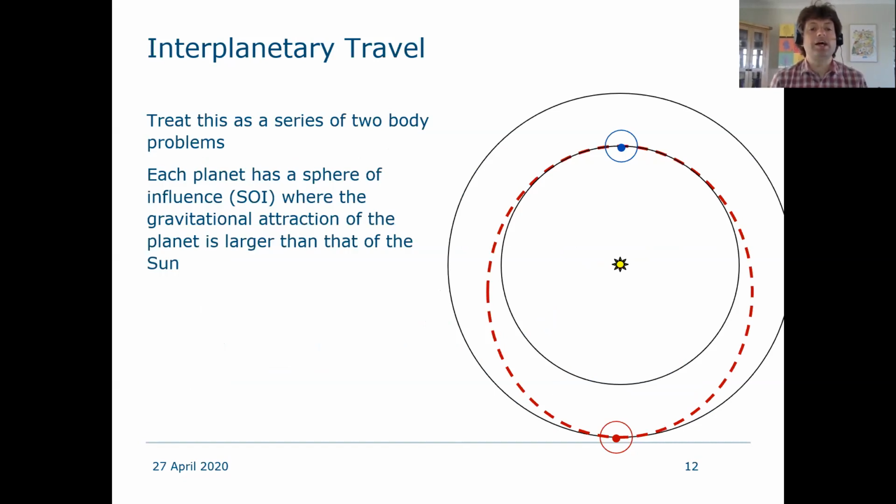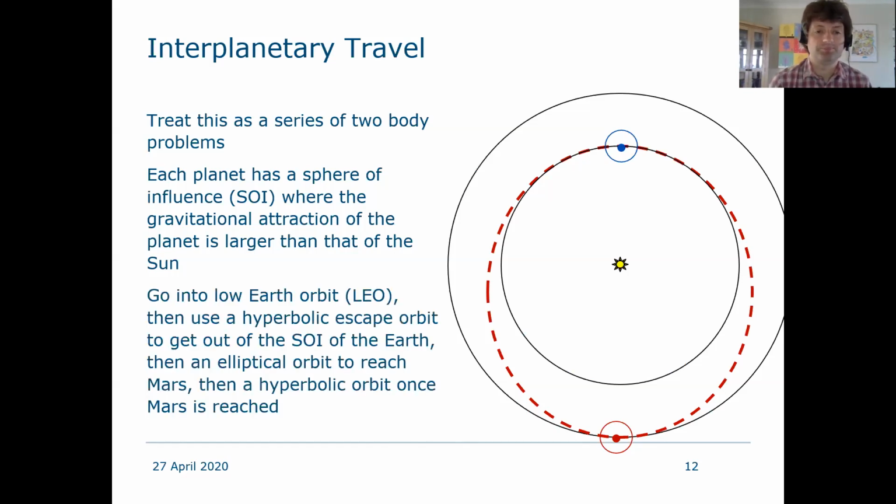Each planet has a sphere of influence, and these are drawn here. The sphere of influence is where the gravitational attraction of a planet is larger than the gravitational attraction of the Sun. We've drawn these spheres of influence here for the Earth and for Mars. Earth is a blue dot with its sphere of influence shown as a blue circle. Mars is a red dot with its sphere of influence shown as a red circle. This is not to scale, it's just to illustrate the problem.